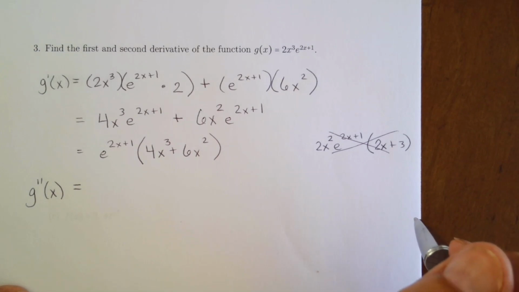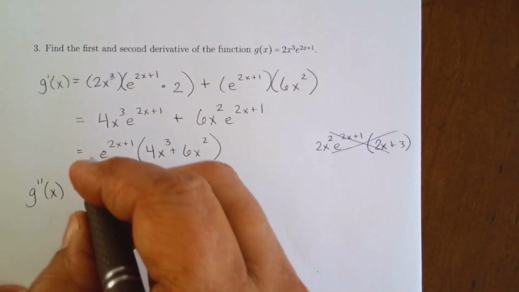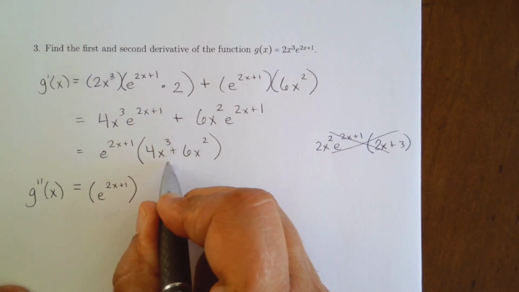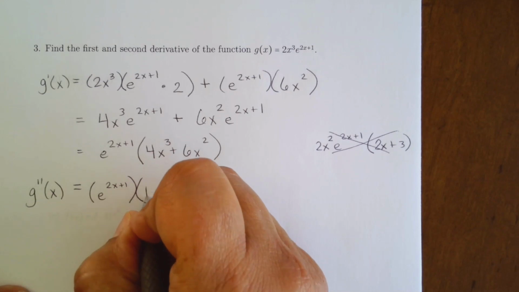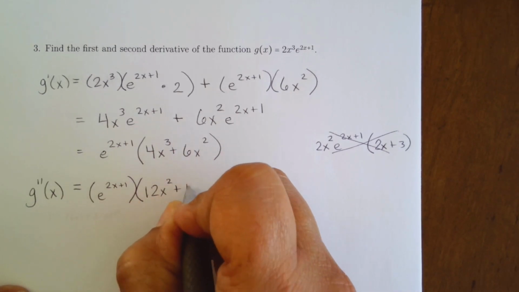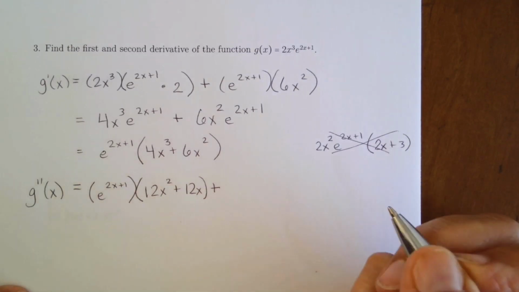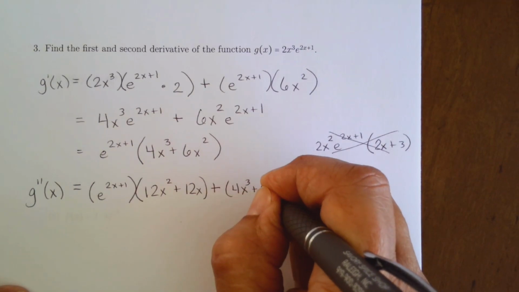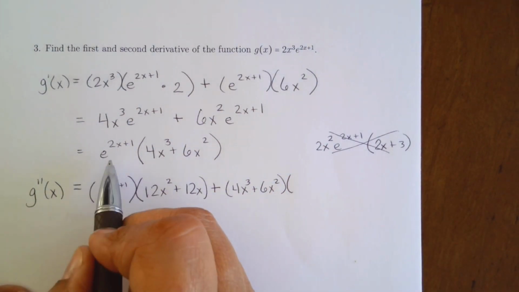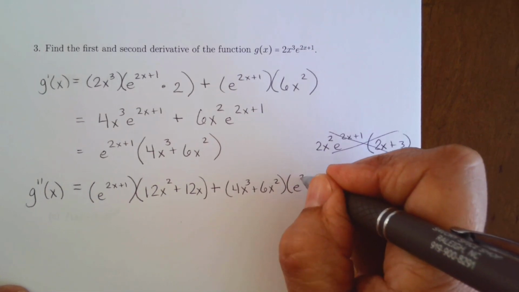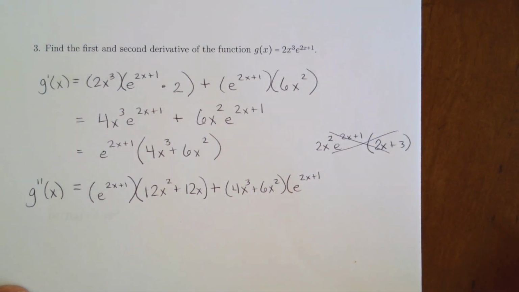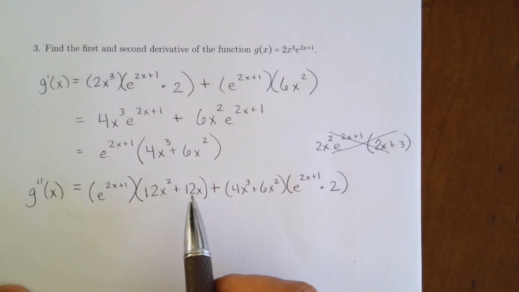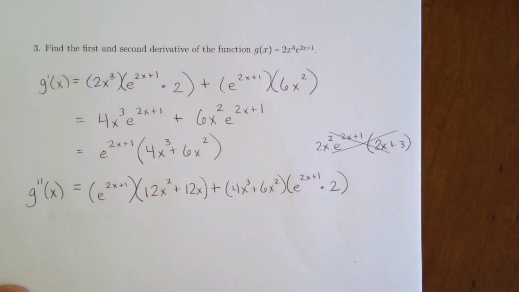All right, so second derivative. Okay, so we're going to start with the first, it's another product rule. So start with the first function times the derivative of the second. So the derivative of this is 12x squared plus 12x plus, and then the second function, 4x cubed plus 6x squared times the derivative of the first. So the derivative of e to the 2x plus 1 is e to the 2x plus 1 times the derivative of the exponent. So the derivative of 2x is 2. Okay.